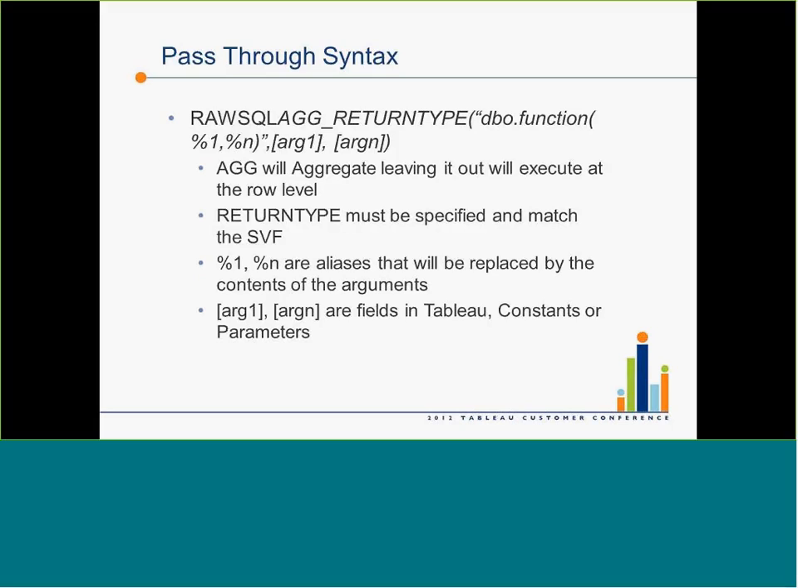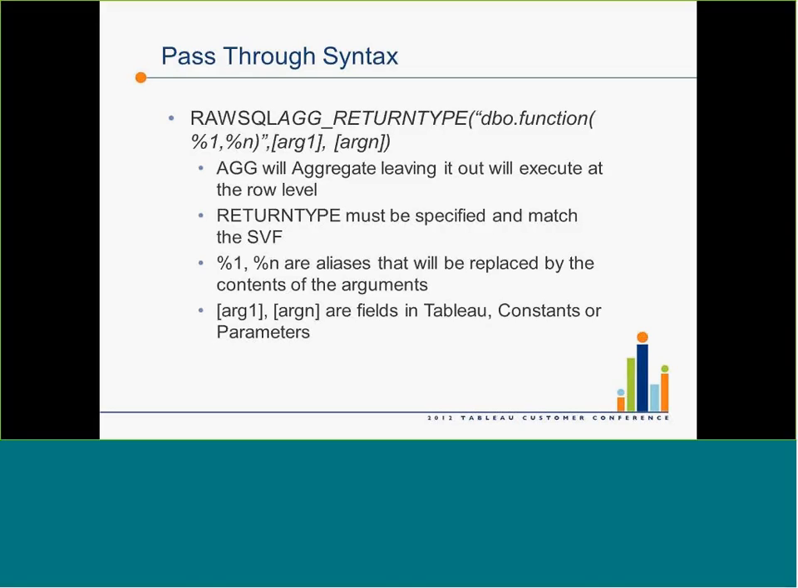This is very important, and it's a little bit hokey. So RAWSQL, and then AGG, underscore, return type. Again, that return type is driven by the return type of the scalar value function in your database. And we have to call it like we would if we were creating an inline view. Again, we have SQL that's created and sent down to the database to execute. So the raw SQL I have control over will execute on the database side, so I need to refer to it like I was referring to the syntax in a database.